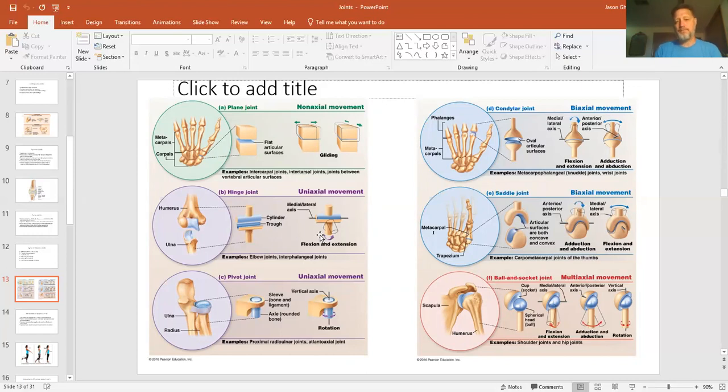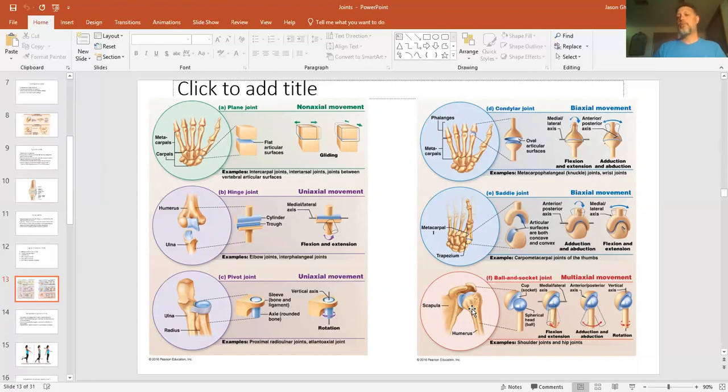Types of movements. A condylar is on your fingers. These give you quite a bit of range, so you can go back and forth. You can do a circle with it, all different kinds of movements. So that's why it's a biaxial movement. They're pretty mobile. A saddle joint, this is only at the thumb. Again, lots of movement on it. Go back and forth, forward, backwards. You can do a little circle with it if you wanted to. Again, pretty mobile. Ball and socket, so the shoulder and then the hip.